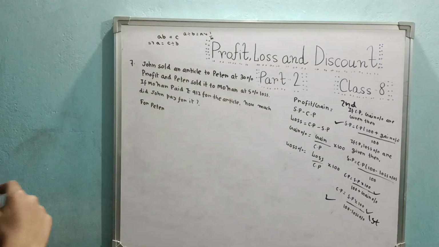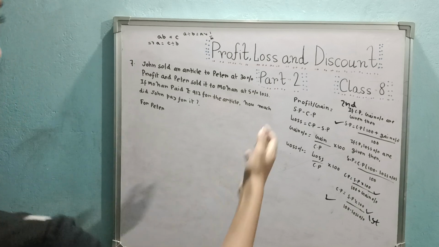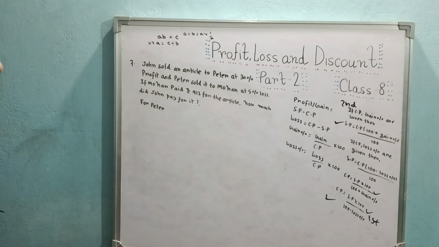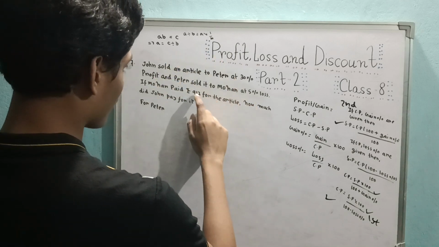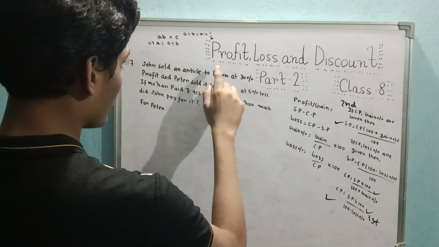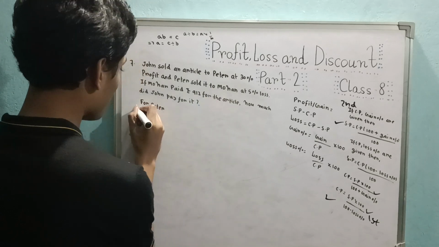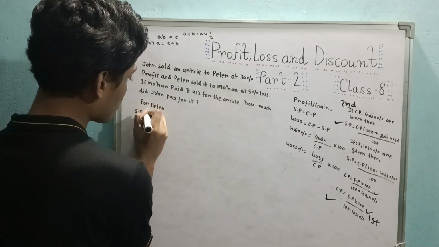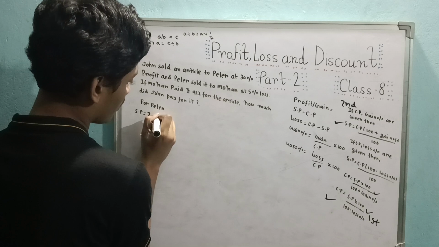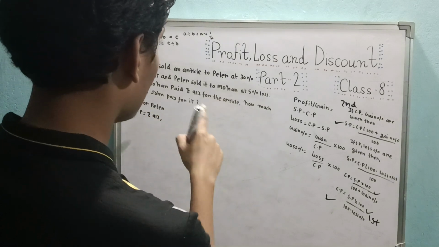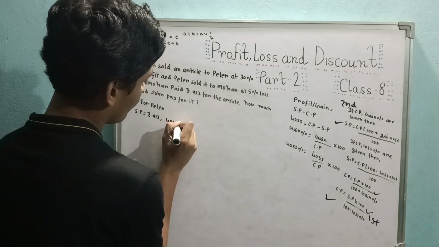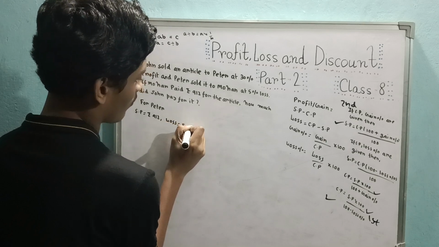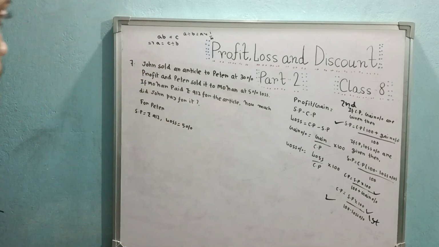So Mohan is buying this article from Peter, so it is his cost price. But Peter is selling this article to Mohan at this price. So this money is Peter's selling price. SP for Peter is equal to rupees 912, and he sold it to Mohan at a 5% loss. Got it? This is quite easy.